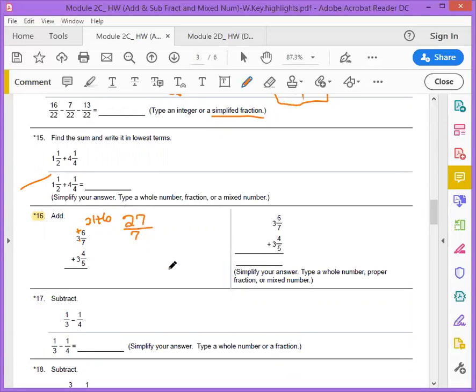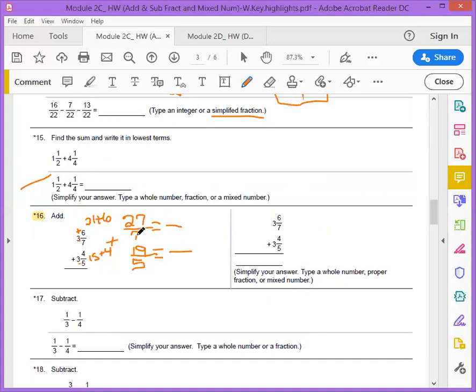So 27 divided by 7 plus. In our bottom fraction, we have 3 times 5, or 15, plus 4. That becomes 19 in the numerator. And then our denominator stays the same, 5. Now, we can't add the two fractions written as they are. We have to get our common denominator before we can add these two fractions.